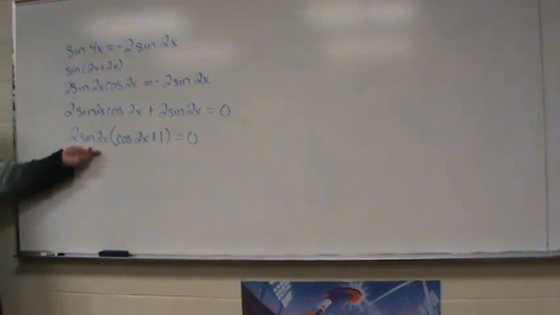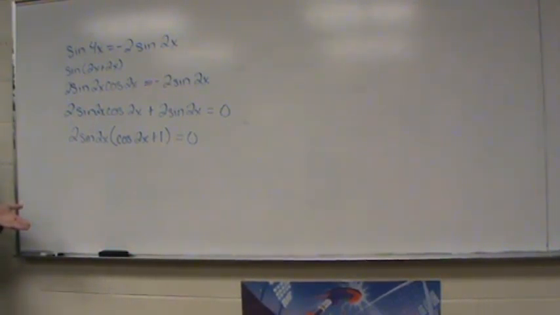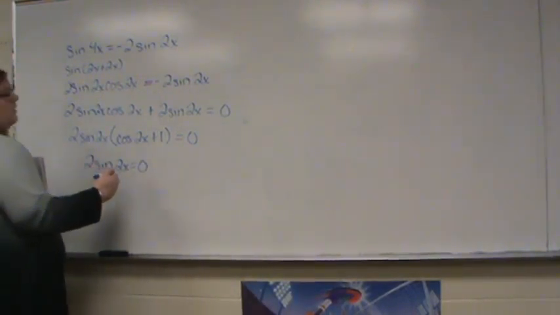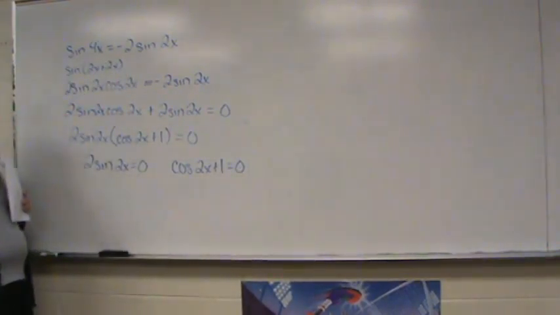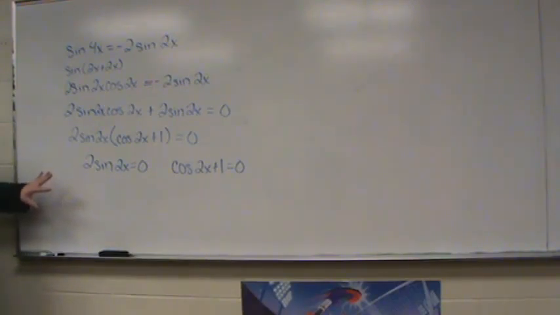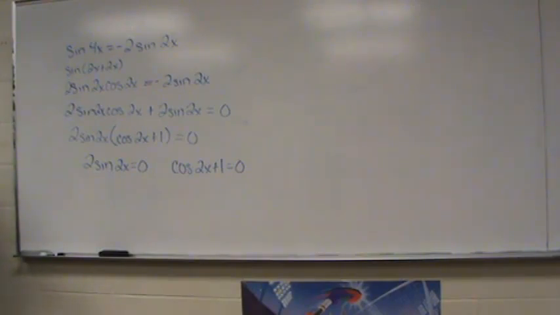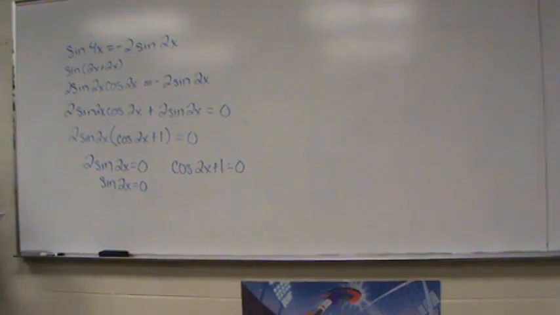So when I have two factors multiplied and they're both equal to 0, what do I do? I set each one equal to 0. So I'm going to have 2 sine 2x equals 0, and I'm going to have cosine 2x plus 1 equals 0. So now these should look like problems similar to what we did in 8.3. So if I want to solve this, 2 sine 2x equals 0, what do I have to do? You have to divide by 2. So I have to divide by 2 first. So I'm going to end up with sine 2x equals 0.